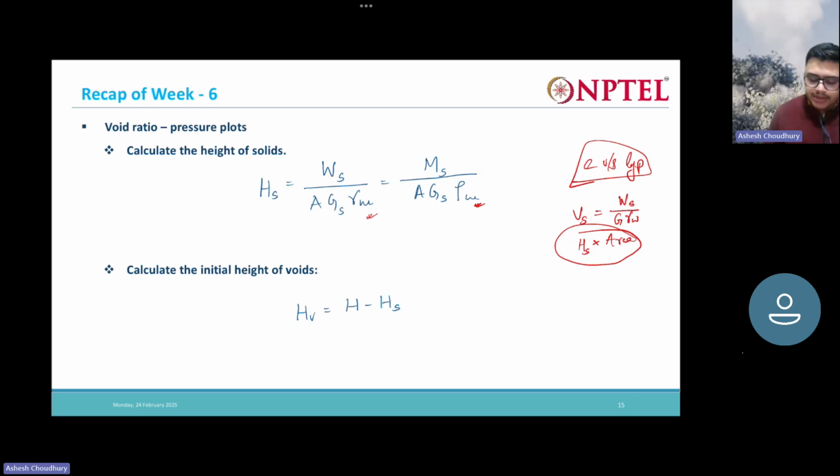Then you have the initial height of voids. Initial height of voids is equal to total height minus height of solids. In terms of volume, you already know: you have the volume of solids, then here we have the volume of voids. If you have the total volume, the volume of voids is equal to total volume minus volume of solids. Similarly, we can write in terms of height like this.